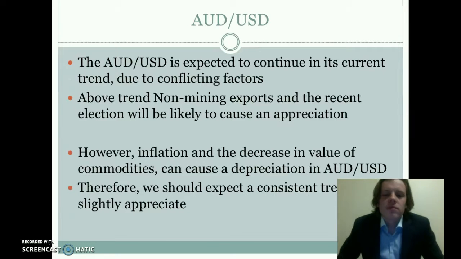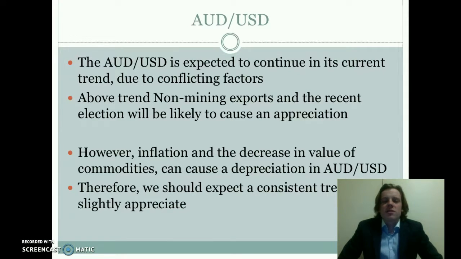So overall, the Australian dollar against the US dollar is expected to continue in its current trend due to conflicting factors. So the above trend non-mining exports such as education and tourism and the recent election will likely cause appreciation in the Aussie dollar against the US dollar. However, the very low inflation this year and the decrease in the value of commodities can cause a depreciation in the Australian dollar against the US dollar.